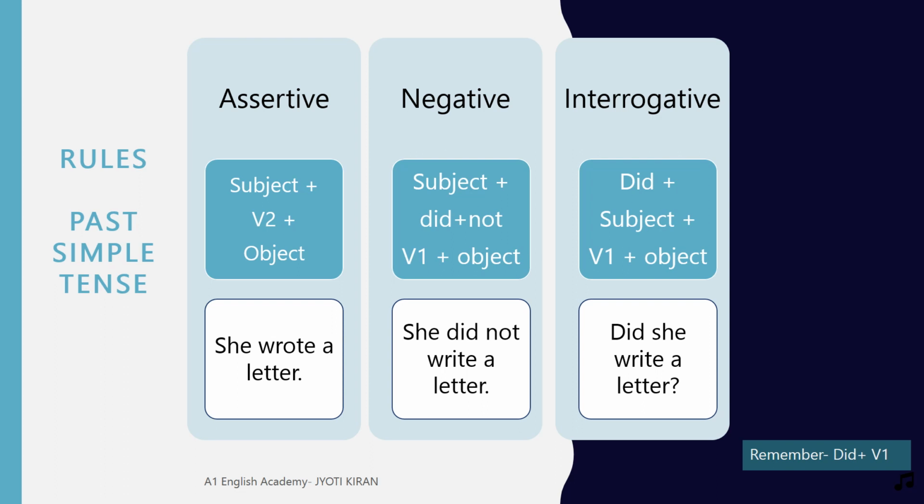See the interrogative. Did plus subject, then first form of verb, then object. Did she write a letter? So did has already been used. That is why we have used write. That is the first form of verb. You can pause the video, note down the rules, and keep in mind that with did we always use first form of verb.